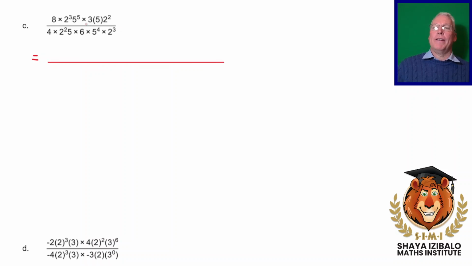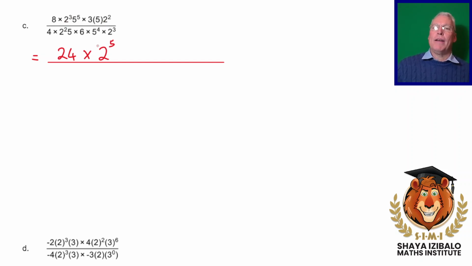All right, so on the numerator, we've got 8. It's a normal 8 and 3. 8 times 3 is 24. Those are normal numbers without exponents on. Now we're going to look at the powers. We're going to look at the numbers which have got a base of 2. There's 2 to the power of 3 and 2 to the power of 2. When we multiply numbers with the same bases, we add the exponents.